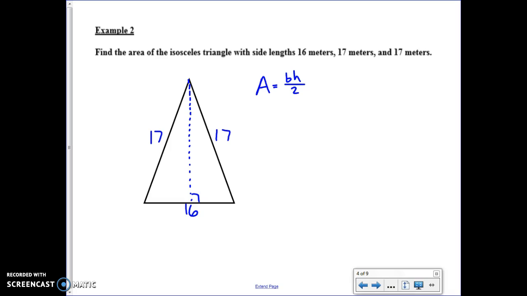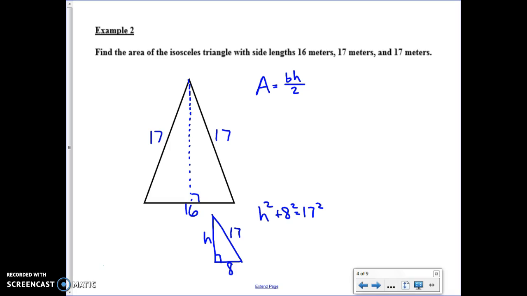So now this should look like something. If we are just looking at the right-hand side of this triangle, and you could look at the left-hand side too, this is a length of 17. This would be a length of 8, because we've now just cut that base in half. And we could find the height. So to do that, we would use Pythagorean Theorem. So h squared plus 8 squared equals 17 squared.